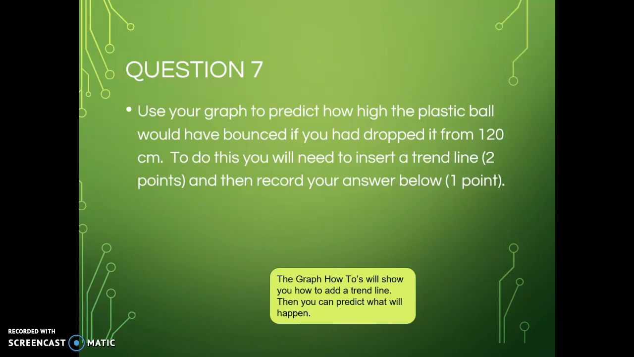Our measuring stick only went up to 100, so we can't actually do it, but we can predict it based on the pattern that we already see. So to get the full points for this, you need to have your trend line on your graph and then answer the question for there. So again, needing help with the trend line, see the graph how-tos. Then you'll save that document and turn it in.